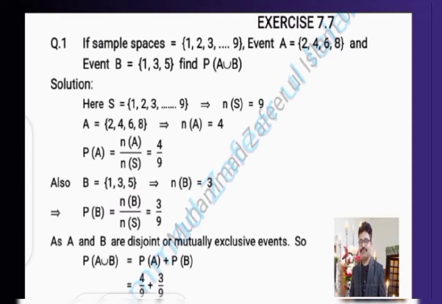For a mutually exclusive or disjoint event, the formula is: probability of A union B is equal to probability of A plus probability of B. Probability of A is 4 by 9 and probability of B is 3 by 9. So we add these two, 4 by 9 plus 3 by 9, and the final answer will be 7 by 9. We will write it here: 7 by 9 is the probability of A union B.